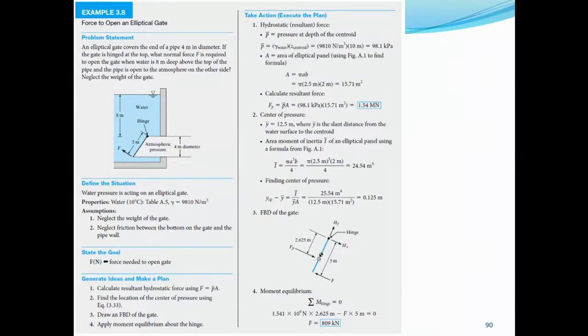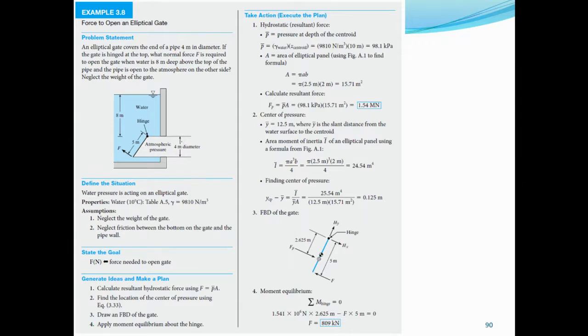So here the problem statement goes: an elliptical gate. A gate is simply, just like the word gate, you open the gate to allow cars to come in, people to come in, and what have you. Here, you open the gate to allow water. It's a water gate. You open it to allow water to go in. So you have an elliptical gate that covers the end of a pipe, 4 meters in diameter.